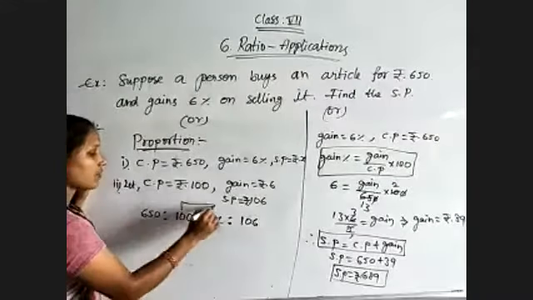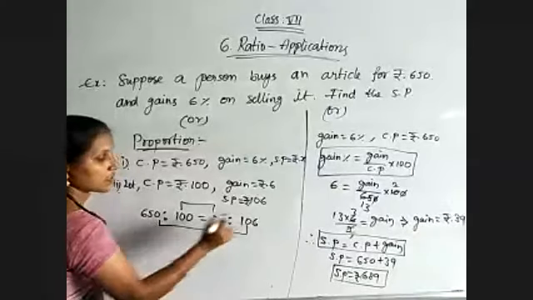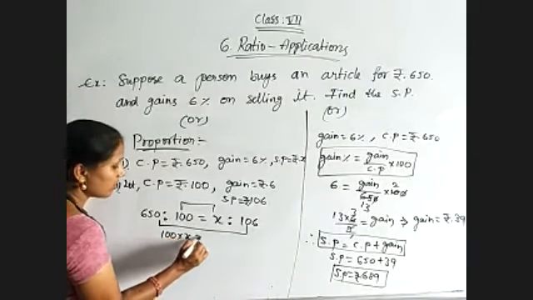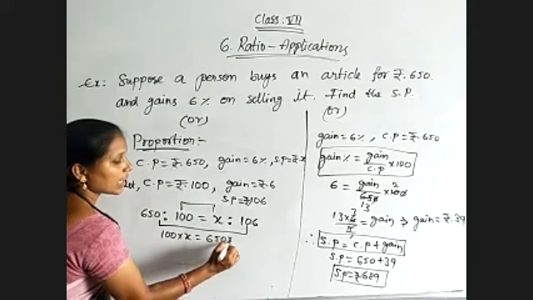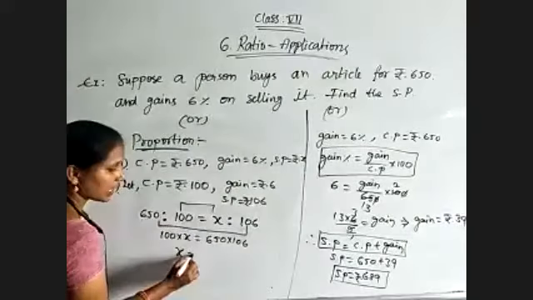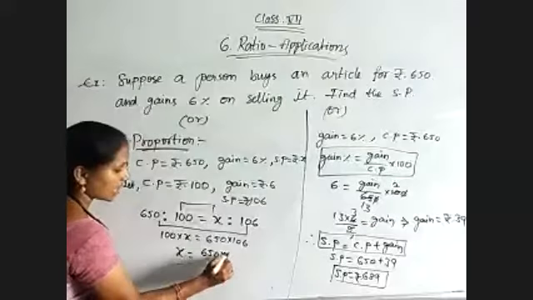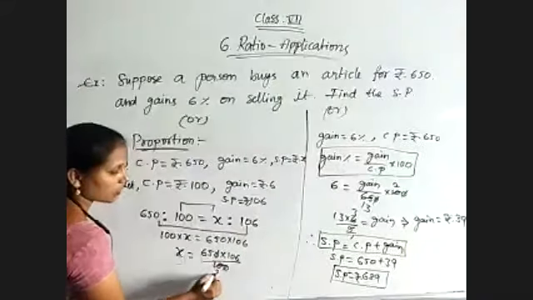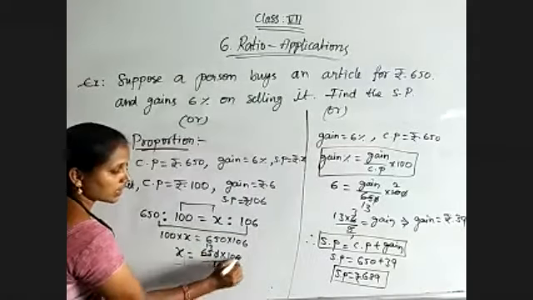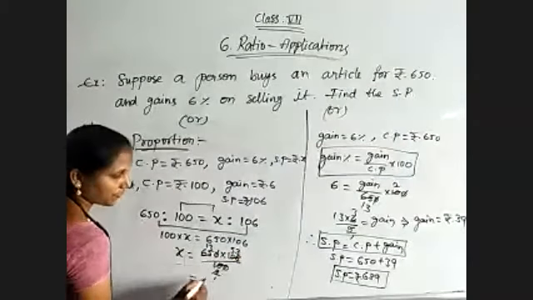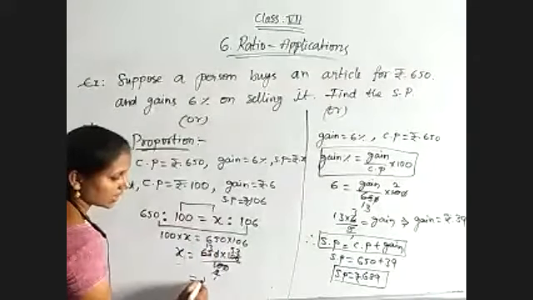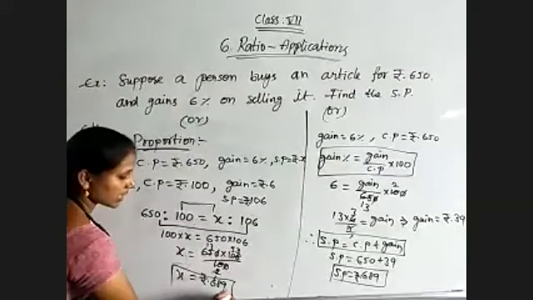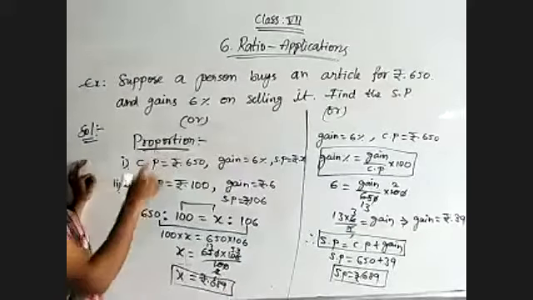Therefore, product of means is equal to product of extremes. Simplify, find out X value. 100 into X is equal to 650 into 106. Then X will be equal to 650 into 106 by 100. So the zeros will get cancelled. 5 2s are 10, 5 13s are 65, 2 1s are 2, 53s are 53. Just now we got 53 into 13 is equal to 689 rupees. So SP will be equal to 689 rupees by using proportion.